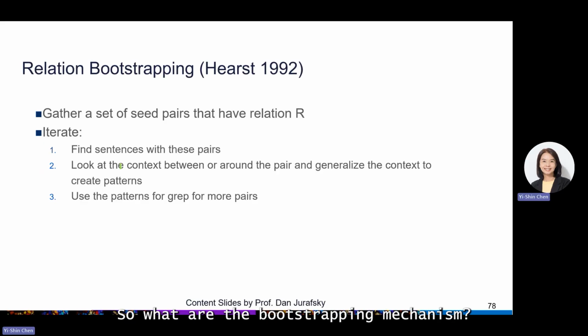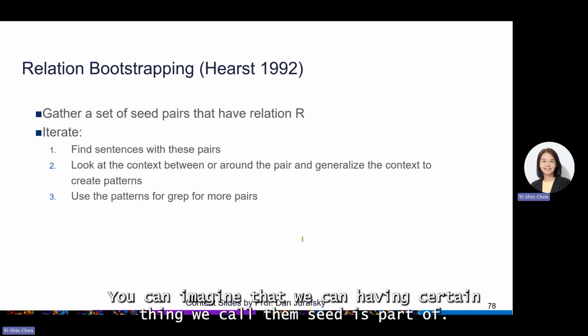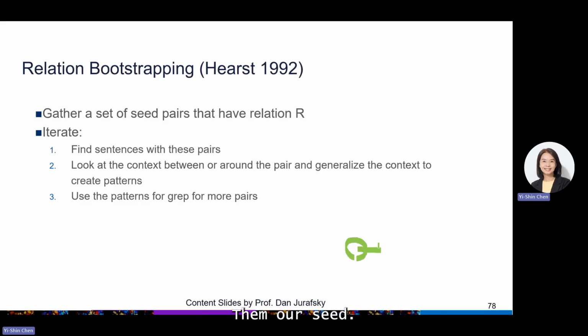So what is the bootstrapping mechanism? You can imagine that we have certain things we call seeds. This part of them are seeds.